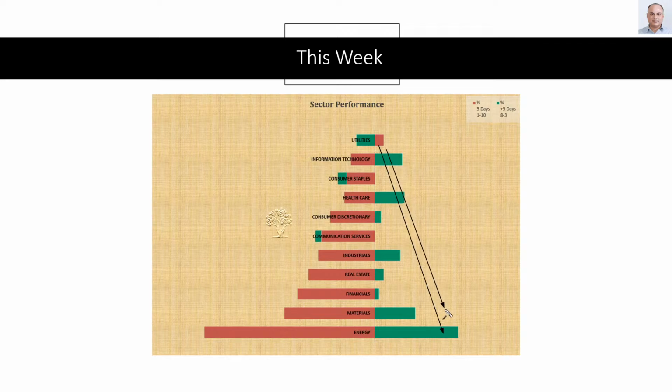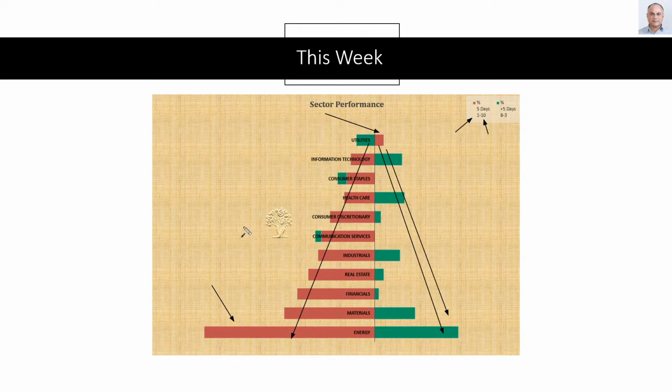From the previous week's bullish picture, now we have a bearish picture for the sectors. Only one sector went up, a defensive sector, utilities. All the other 10 sectors went down. Energy is the worst performer.